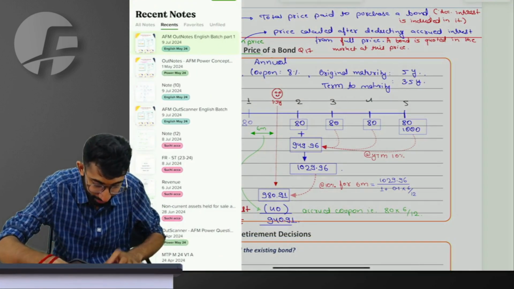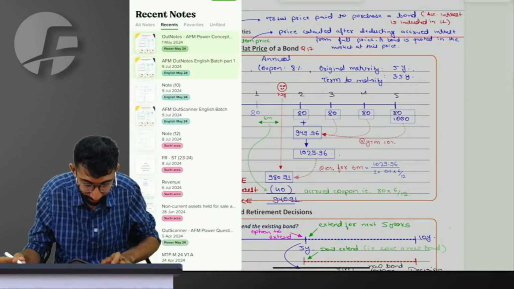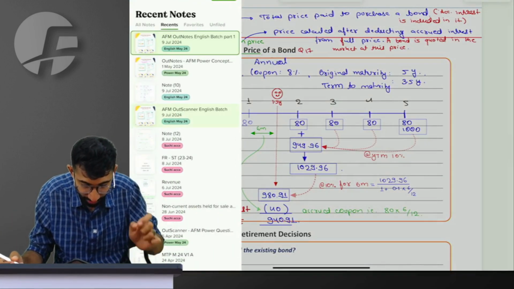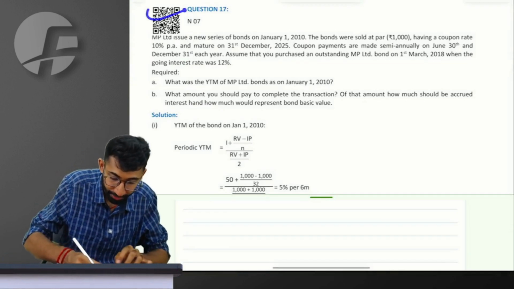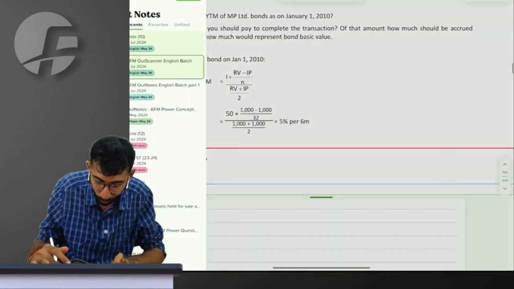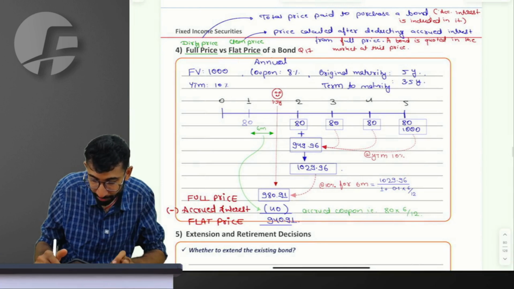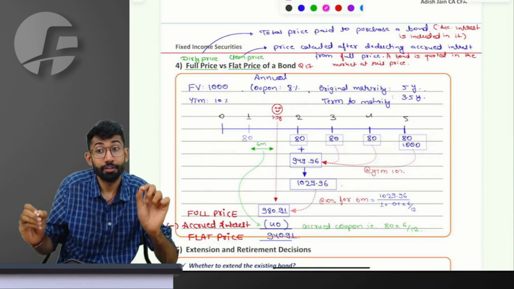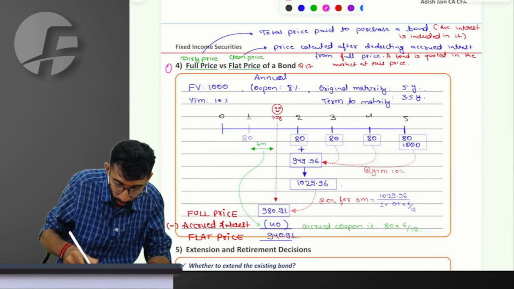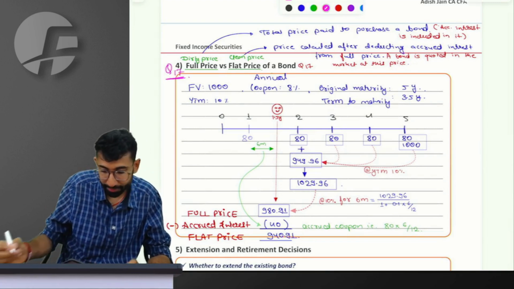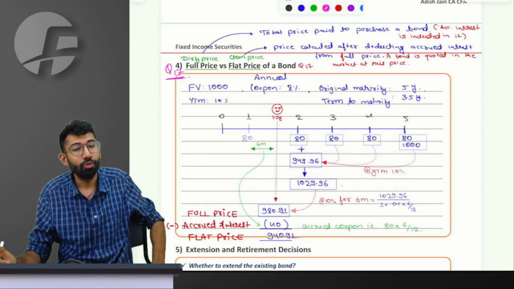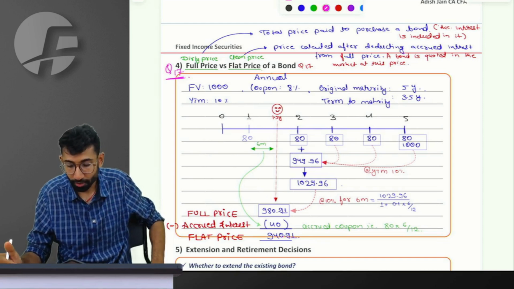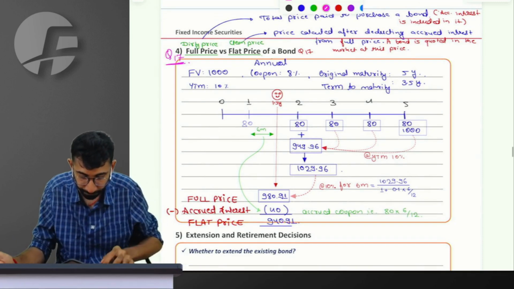With respect to this in our OutScanner is question number 17, which we will do in the class, and I would want you all to mark it. We can consider doing this question in the class in the written manner. Question number 17, as I said. Let's write this question down in the notebook.